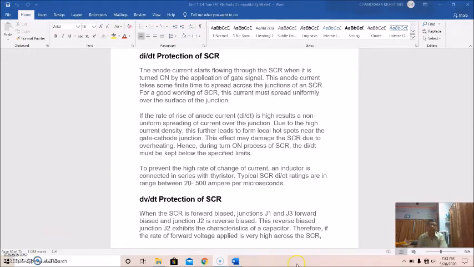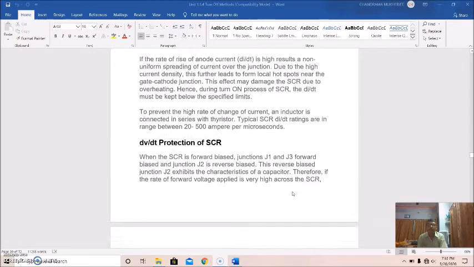To prevent this high rate of rise of the current, a DIDT inductor is connected in series with the thyristor. Typical SCR DIDT ratings are in the range between 20 to 500 amperes per microsecond. So that's all about DIDT.